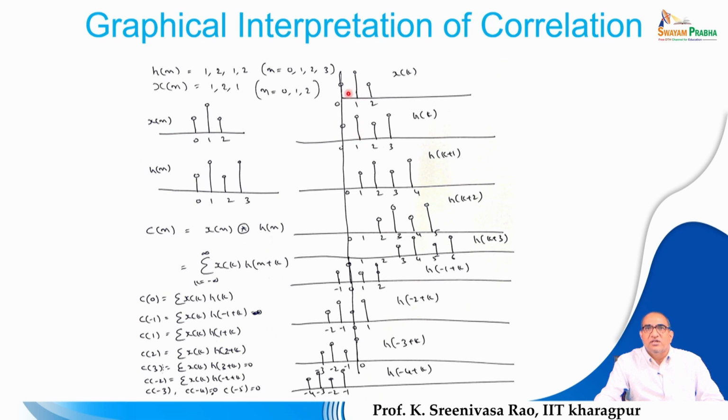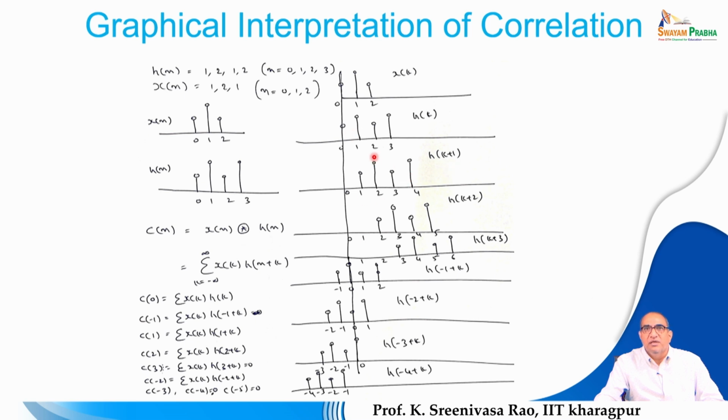So, here the correlation at a 0 shift between x of k and h of k is nothing but x of k multiplied by h of k, that is 1 into 1, then 2 into 2, and again 1 into 1. So, that results to be 4. The correlation at a 0 shift between these two sequences will be 4.